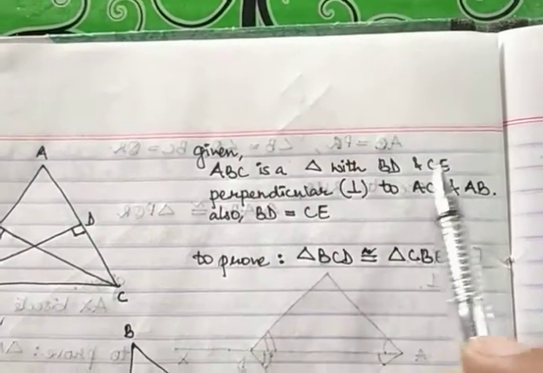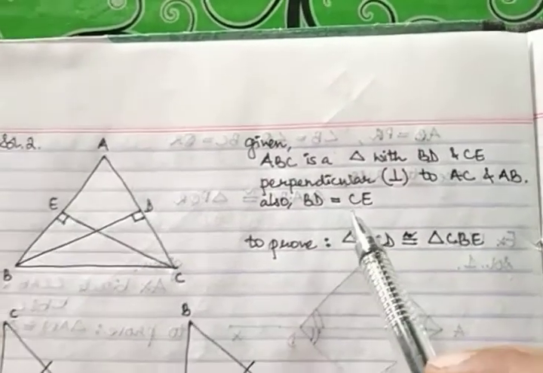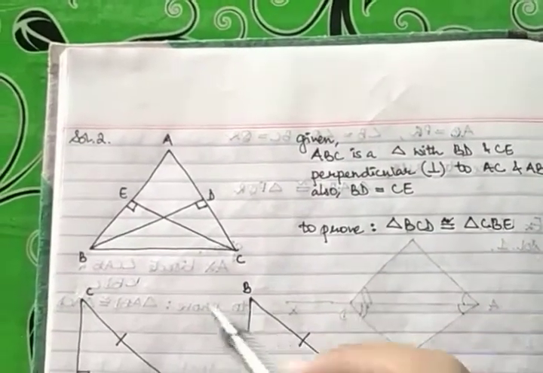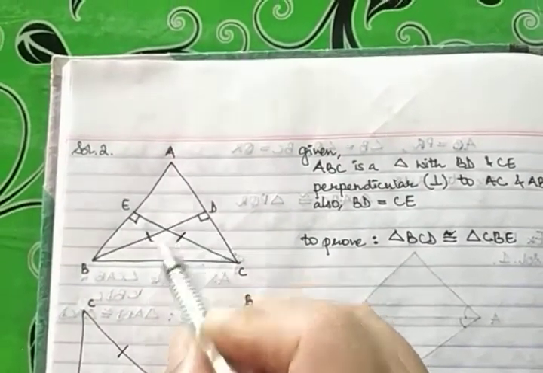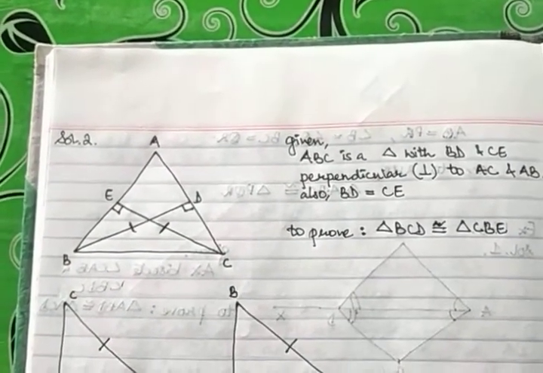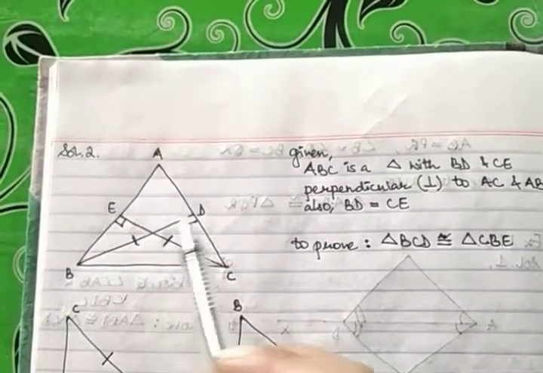ABC is a triangle with BD and CE perpendicular to AC and AB. Also BD is equal to CE. That is why I marked it here. See, BD is equal to EC. Now that means I guess we have to use these two triangles.